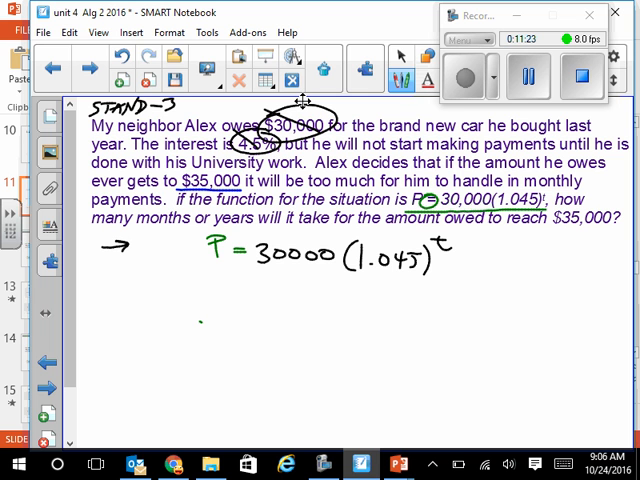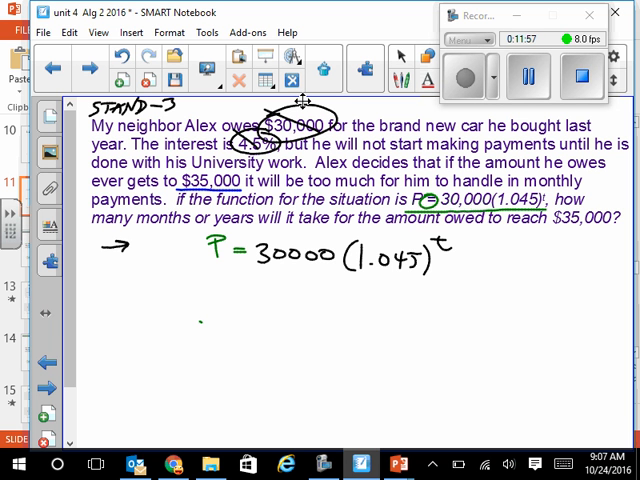Alex decides that the amount he owes, if it ever gets to $35,000, it'll be too much for him to handle in the monthly payments. If the function for the situation, double underline the word function. Anytime they give you an equation, they'll call it a function. Or they'll say, this problem is being modeled by a function. In other words, we're going to write out an equation for that thing. How many payments or years will it take for the amount owed to reach 35,000?